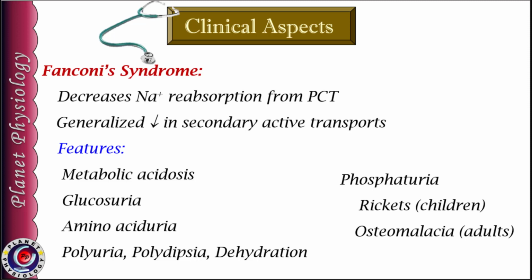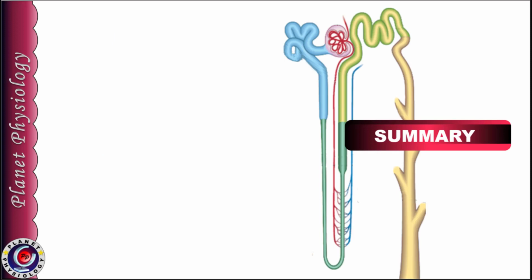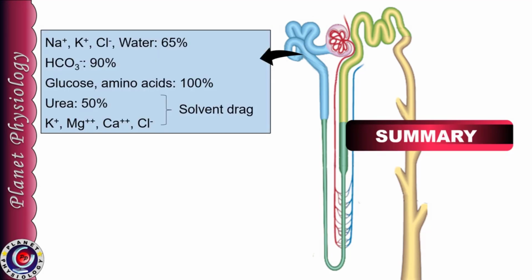So as we have come to the end of the topic, let us quickly summarize the important points about role of PCT in urine formation. PCT is the most important segment to recover the essential components from the filtrate. It reabsorbs about 65% of sodium, potassium and water. Sodium and water reabsorption is obligatory. PCT recovers about 90% of the bicarbonates. It reabsorbs 100% of the glucose and amino acids and prevents their loss in urine.